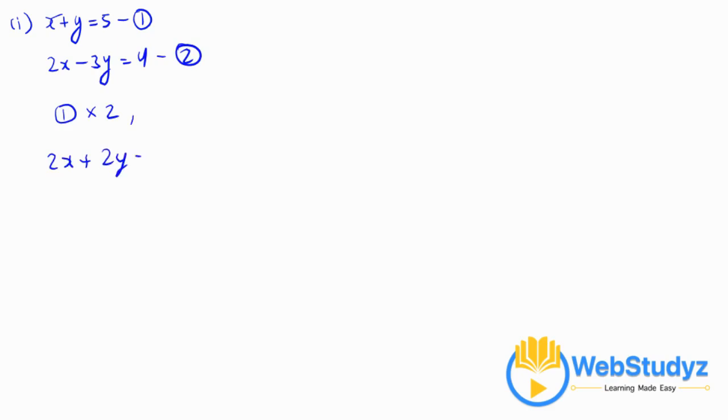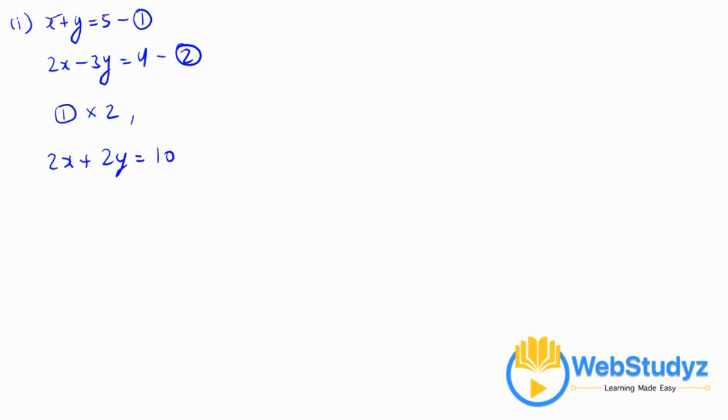In first we have x plus y equals to 5. This is our first equation. And second we have 2x minus 3y equals to 4. This is our second equation. If we multiply the first equation by 2, what do we get? We get 2x plus 2y equals to 10.